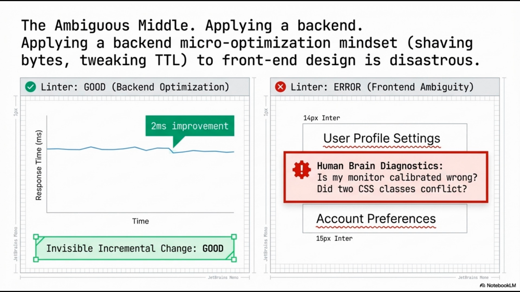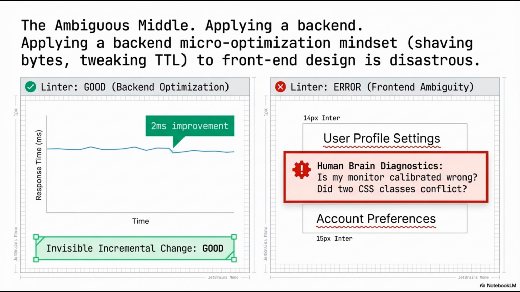And that fear of the comically large font is exactly what drags engineers into what we call the ambiguous middle. The ambiguous middle. Yeah. You are applying a back-end micro-optimization mindset to front-end design. You are used to tweaking a cache TTL by a few milliseconds or shaving bytes off a JSON payload. Right, because small changes matter there. You are comfortable with invisible incremental changes. But the human eye isn't a performance profiler. It doesn't parse a 1-pixel font difference as a hierarchy change. It doesn't parse it as deliberate at all.